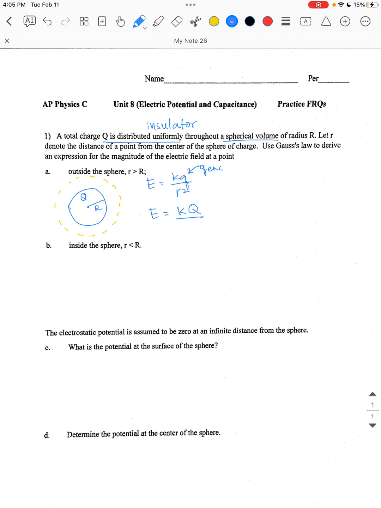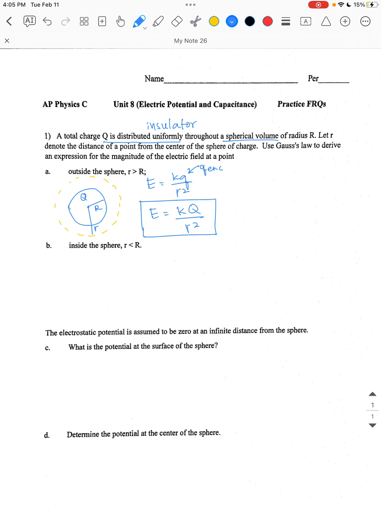And then R, this is my arbitrary radius of my Gaussian surface, is going to be lowercase r, not uppercase R, and you have to make sure to distinguish between those two. A lot of students just plug in big R and little r interchangeably, and that's not okay.